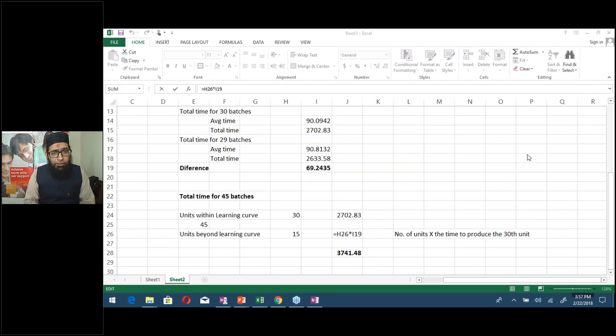So this is about budgeting. Let's have a couple of minutes break once again, and then when we come back, we will discuss the other topic of variance analysis.